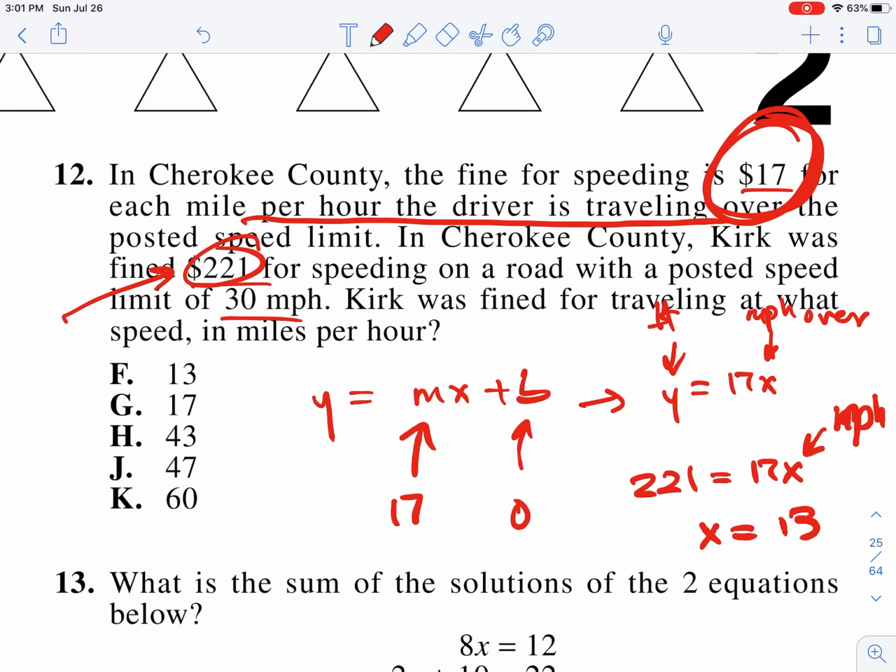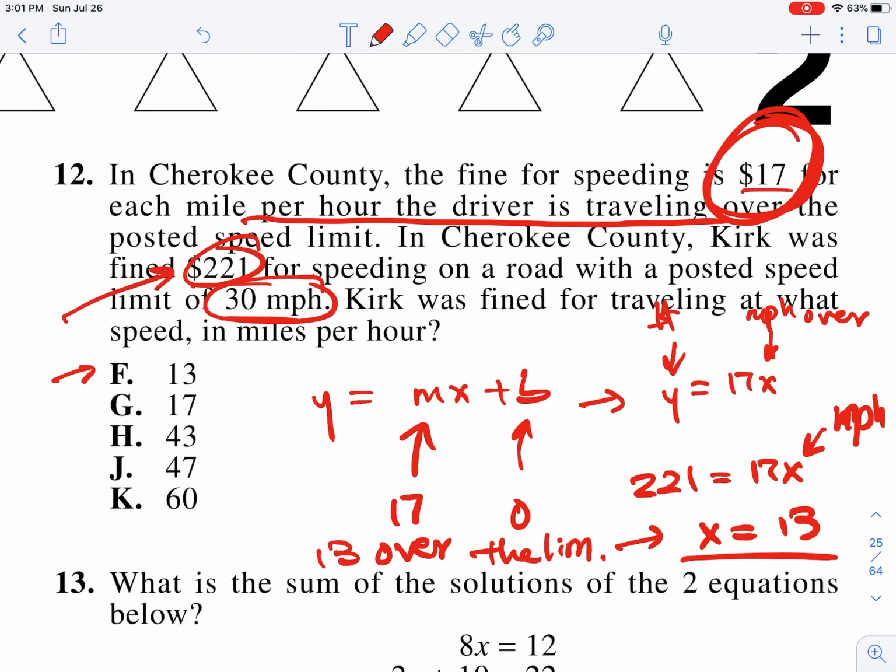Let me just double check that. 221 divided by 17, you get 13 as x. Now, the answer is not F, because they're asking for what speed. This is how many they were going over. This person went 13 over the limit. So you've got to read the question carefully.